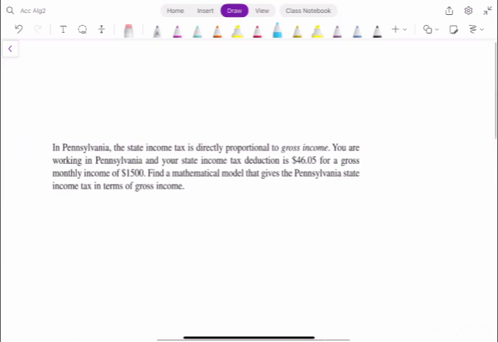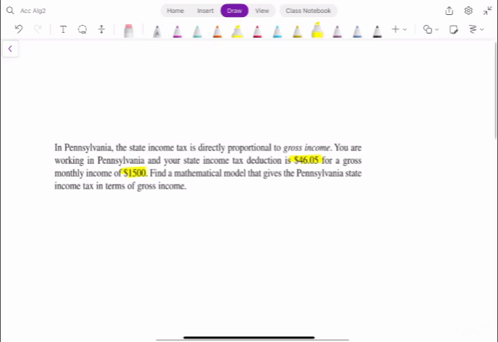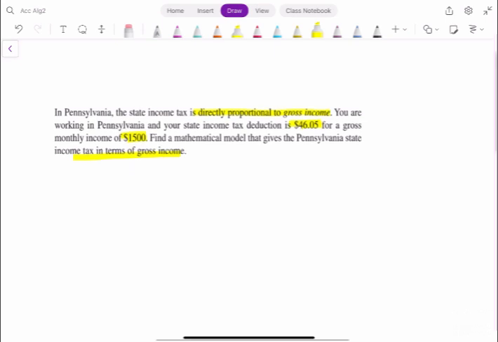Keeping that in mind, let's try this word problem. If you read it, the first line says that the state income tax is directly proportional, and they have given the state income tax deduction and the monthly income as well. They want you to calculate the gross income. Remember, when they are talking about gross income, that means it is not the net income. Net income is after the taxes, right? Because it is directly proportional, we are multiplying the constant with the variable x.